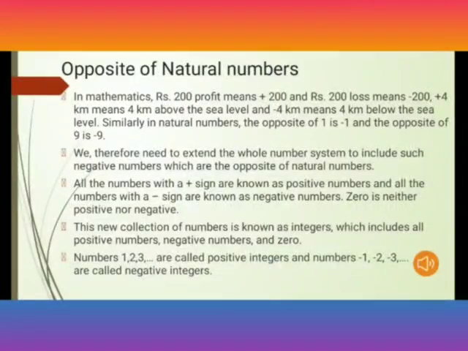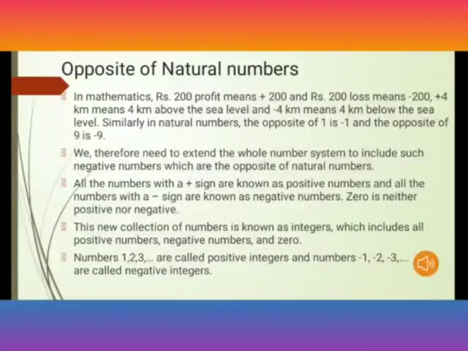We therefore need to extend the whole number system to include such negative numbers which are the opposite of natural numbers. All the numbers with a plus sign are known as positive numbers and all the numbers with a minus sign are known as negative numbers. 0 is neither positive nor negative. This new collection of numbers is known as integers, which includes all positive numbers, negative numbers and 0.